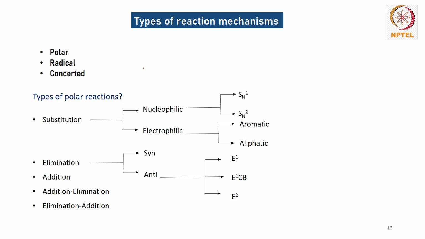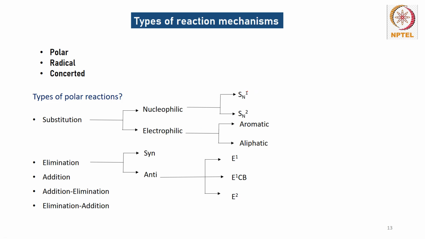Suppose in a class, if two students are sitting on the same side of the class, then that is syn. If one student is sitting on one side and another student on the other side, then that will be an anti-elimination. So elimination reactions are of three types: E1, E1CB and E2. The 1 and 2 I have shown represent the order of the reaction.